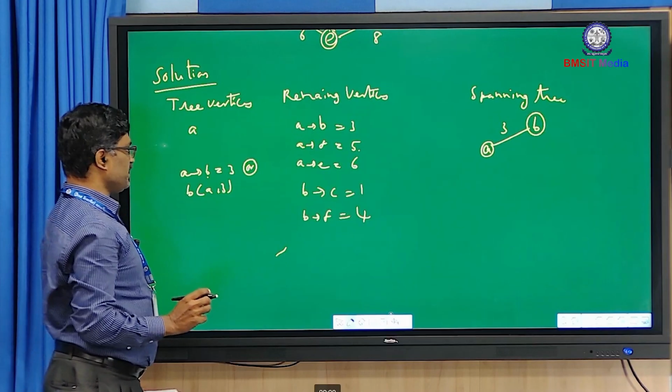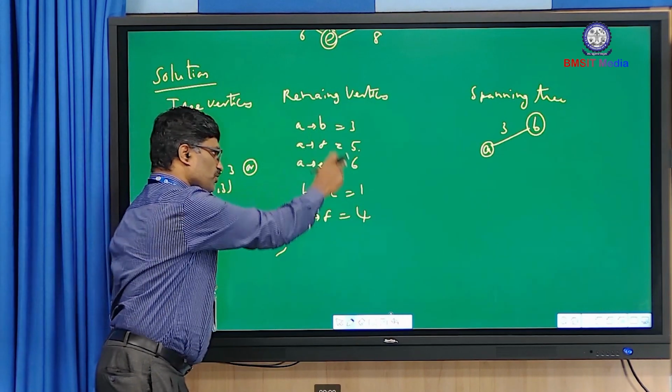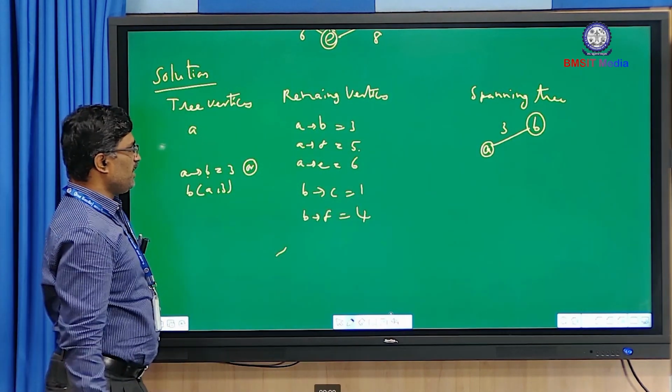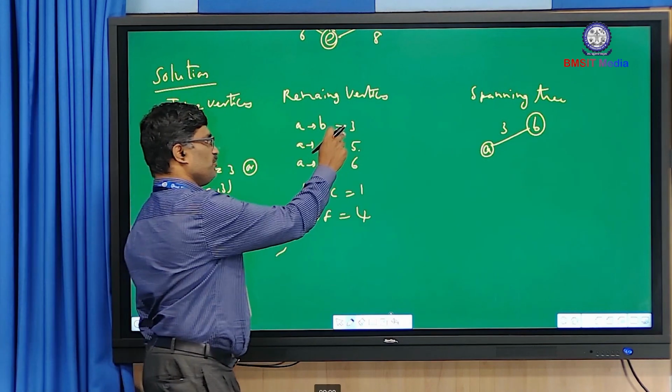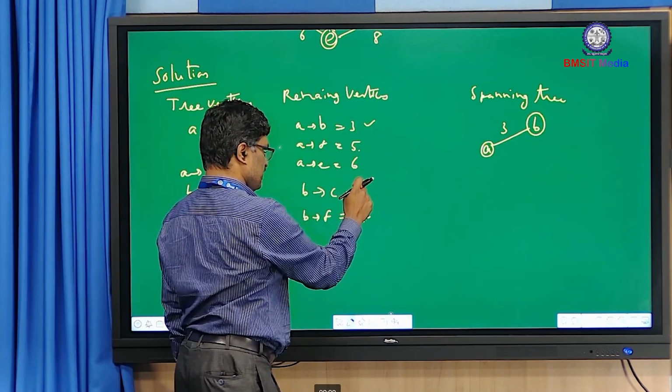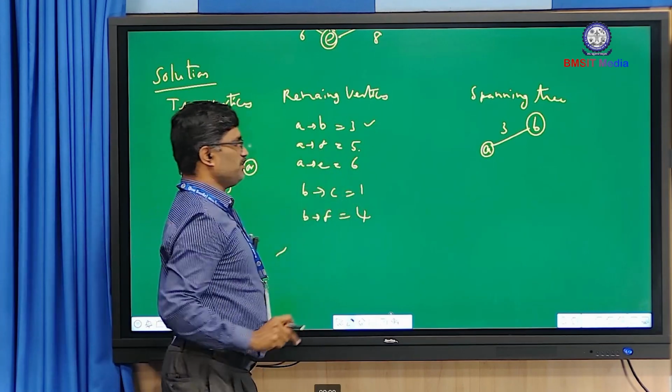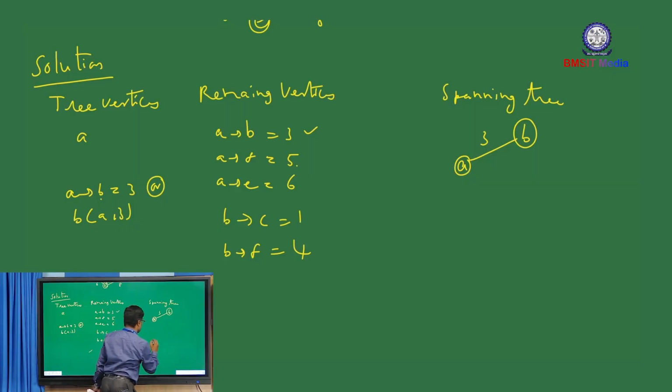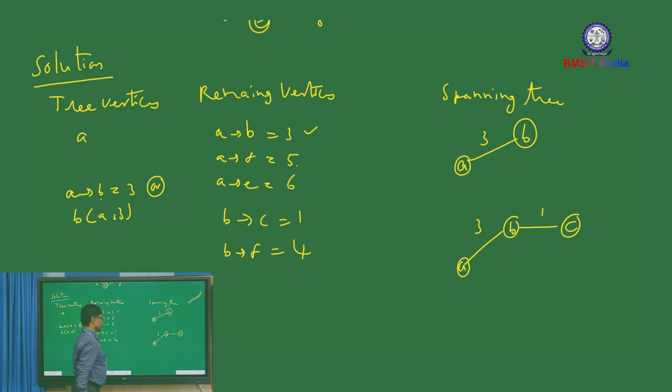So now what you have to do is, out of all these things, which is the minimum element? This one is already visited. Now remaining is 5, 6, 1, 4. So 1 is the minimum. Now you have to draw from the 1. A to B is already there, that is nothing but the 3. Now B to C is 1.